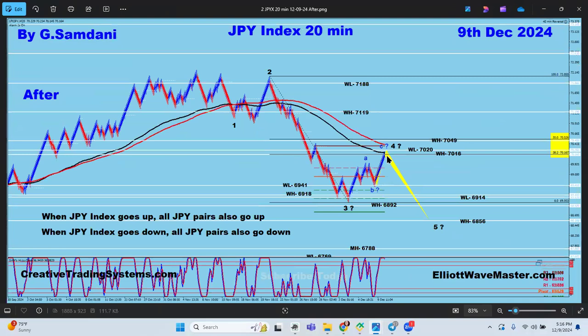See, this one went up before it's finished. Now it's going to drop big time here. And all yen pairs, like written here, when the yen index goes down, all yen pairs also go down. So they're all going to be going down, and I'm going to be taking shorts in that. And just like today, I will show you my trades, how I took it just based on this.